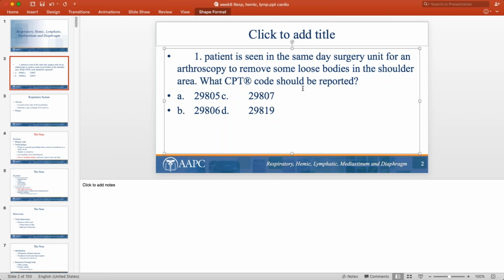Let's try another one. See if I can get the gist of how to do this. I'm not doing any ICD-10. We're just doing some CPT ones. Okay, let's try this one.